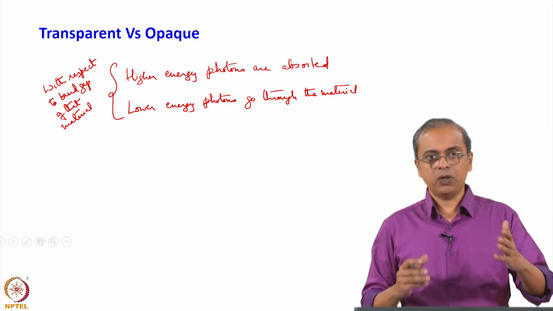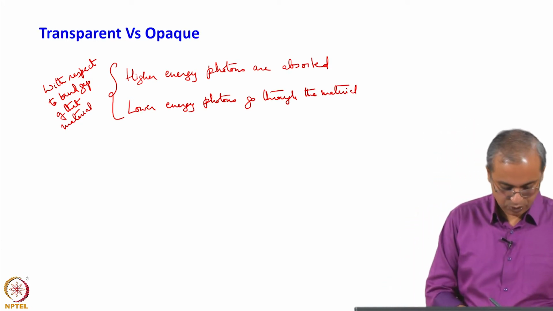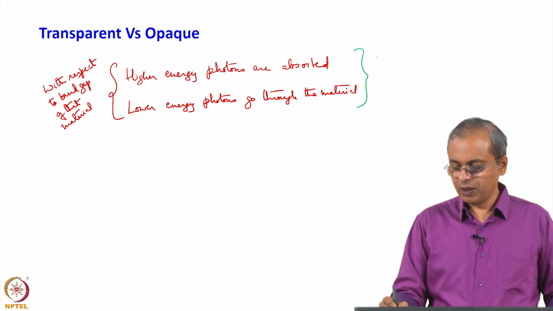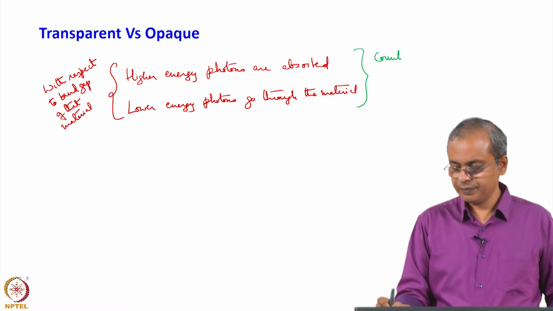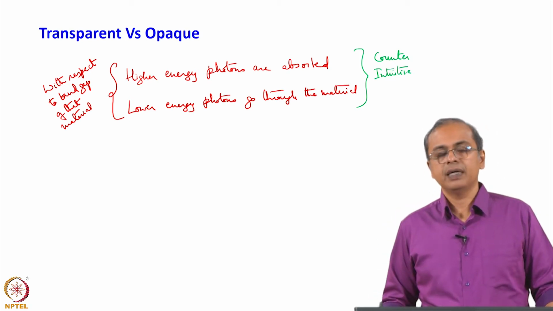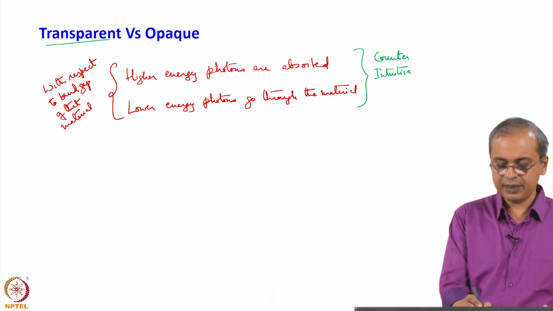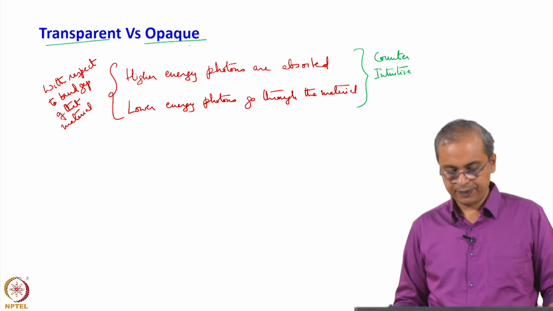So, that is what decides whether something is transparent or opaque, and most importantly this is very counterintuitive. Normally you would not think this to be the case. So, this is this idea of when something is transparent versus when something is opaque.